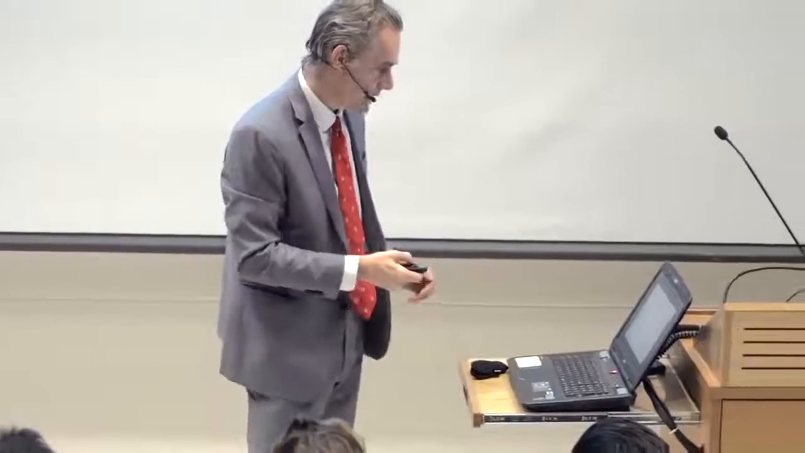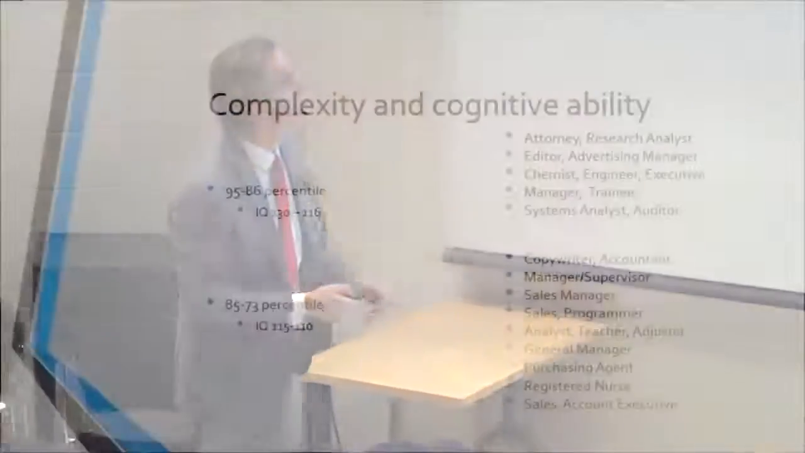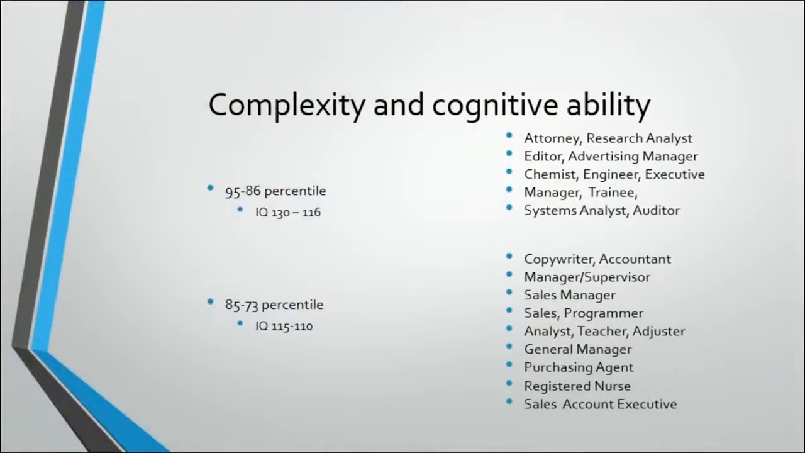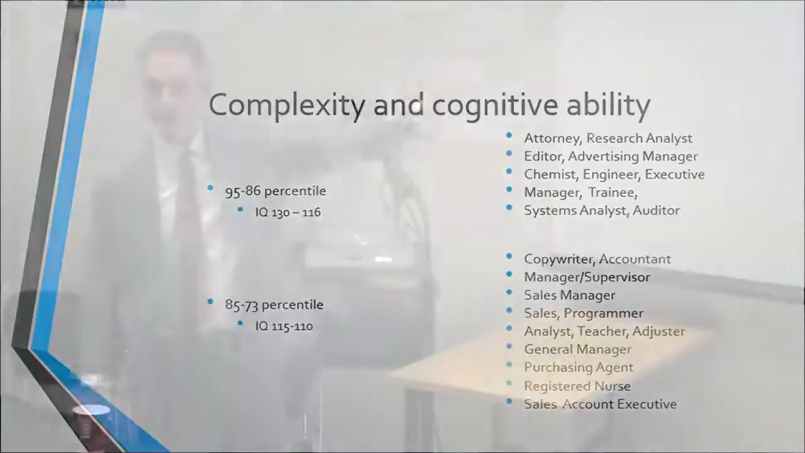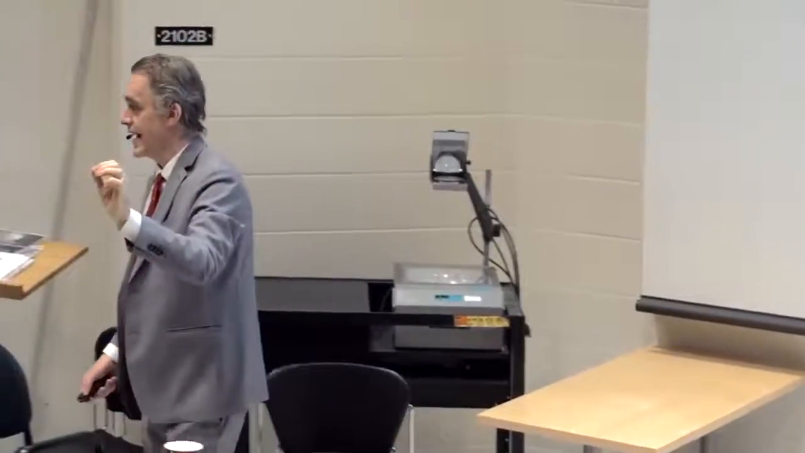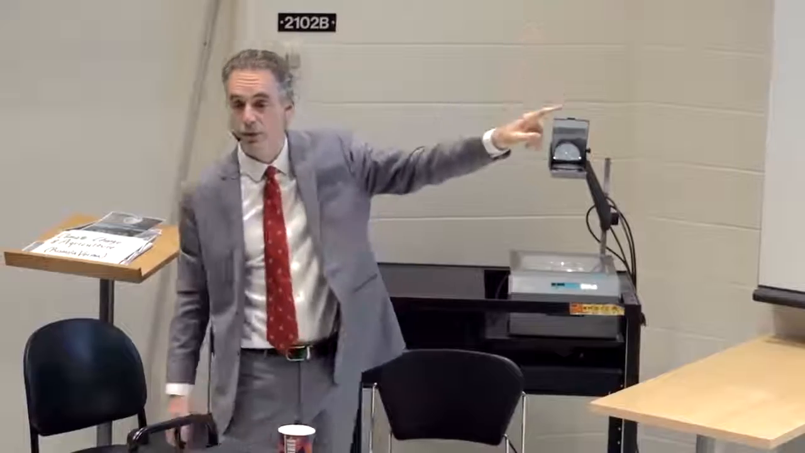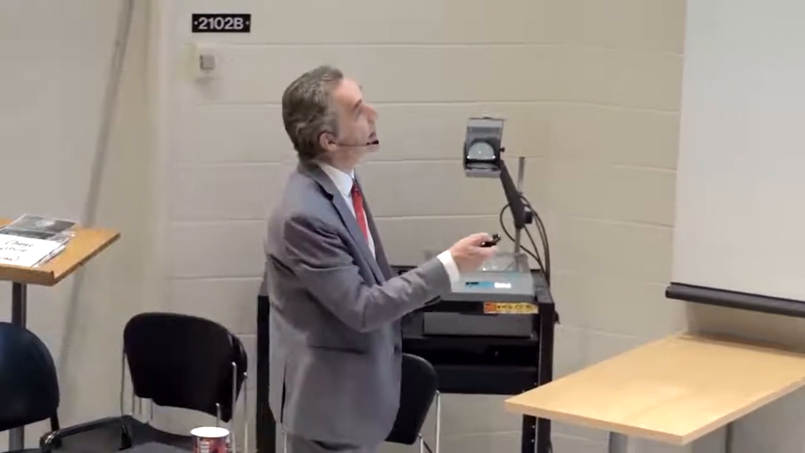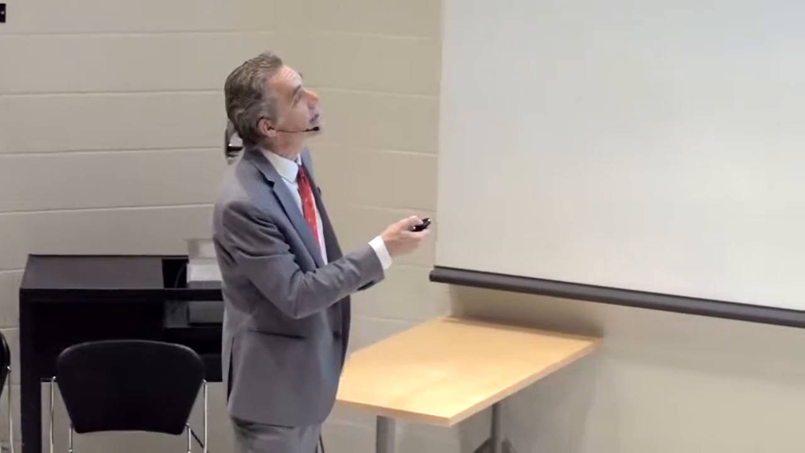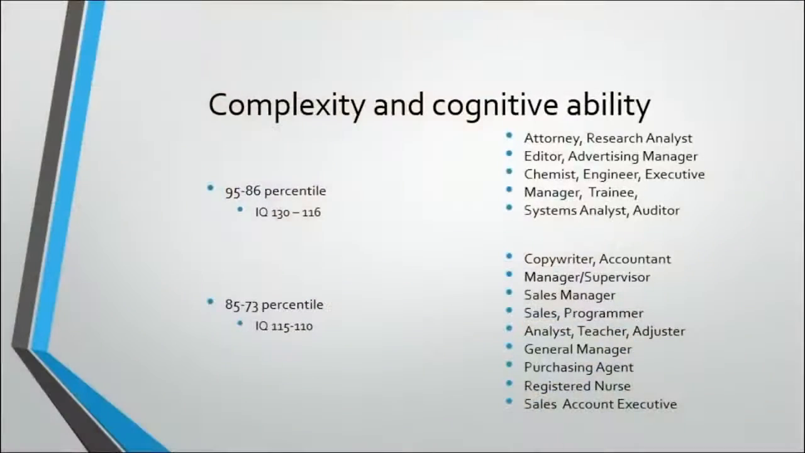So, okay, how smart do you have to be for different things in life? Well, if you have an IQ of 116 to 130, which is 85th percentile and above, so it's one person in 8 up to one person in 20, I think it's 95th percentile, then you can be an attorney, a research analyst, an editor, an advertising manager, a chemist, an engineer, an executive manager, etc.